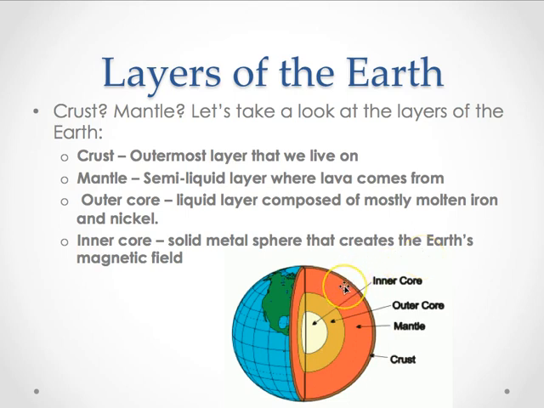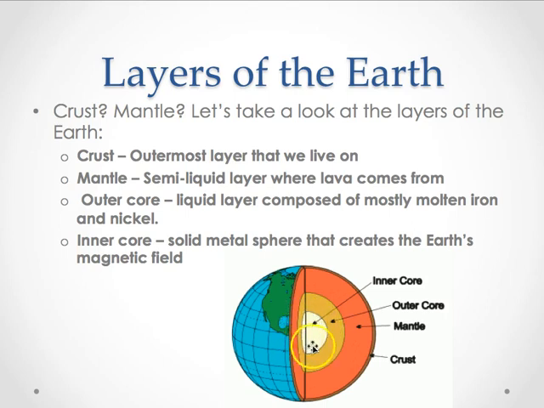If we go in a little more, we get to the mantle. That is the semi-liquid layer where our lava comes from. Remember, the semi-liquid layer is also what our crust floats on. It's what our plates float on. Going a little deeper still, we get to our outer core. The outer core is a liquid layer that's mostly molten iron and nickel, where molten is another word that means it is melted.